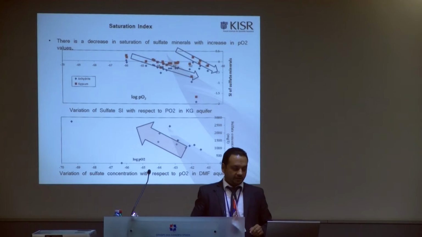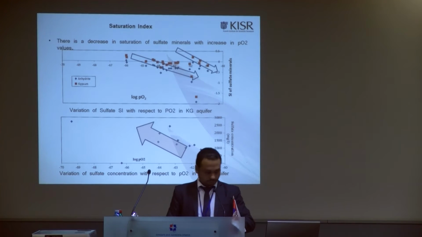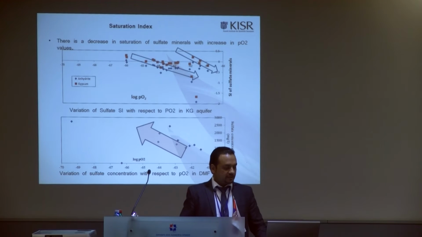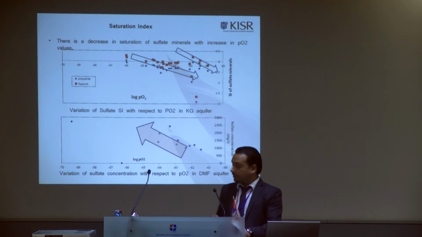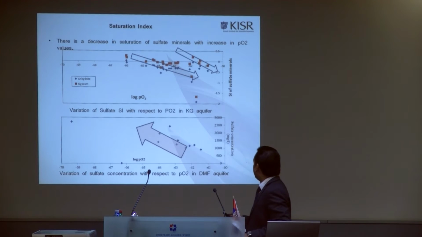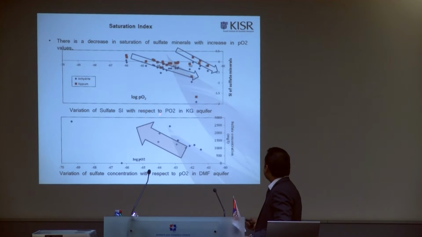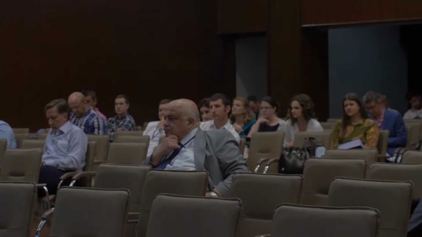The saturation index: there is a decrease in saturation of sulfate minerals with increase of PO2 values. In the graph, the variation of sulfate saturation index with respect to PO2 is shown. This is the saturation index of sulfate minerals. Here is the variation of sulfate concentration with respect to partial pressure of oxygen in the Dammam Formation aquifer.